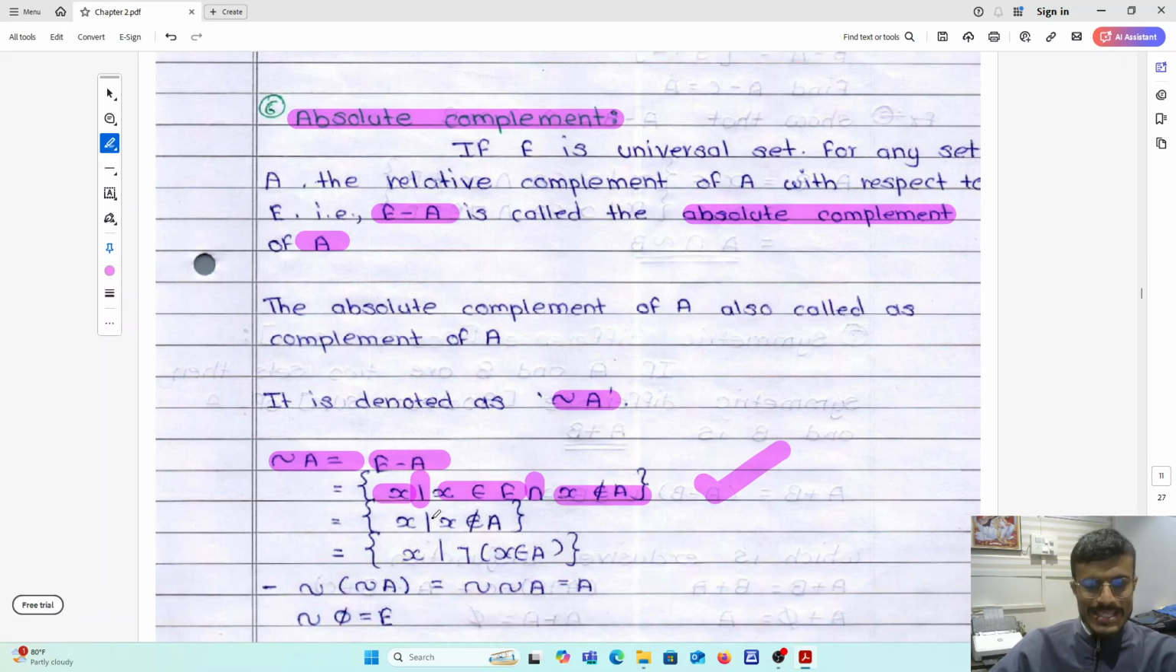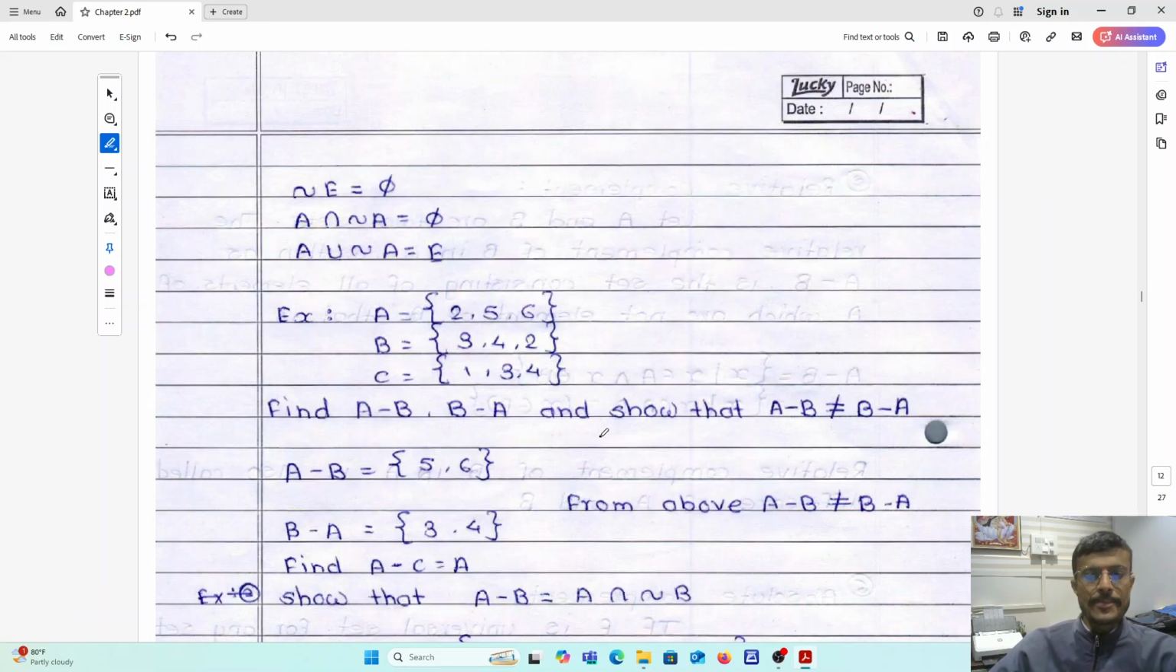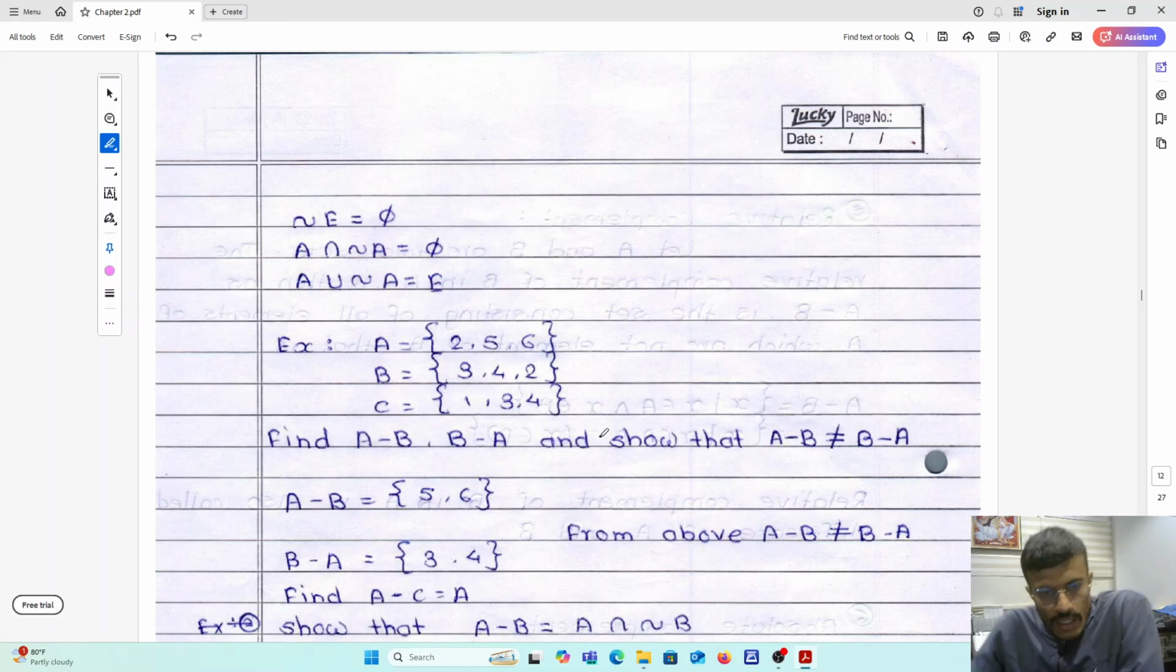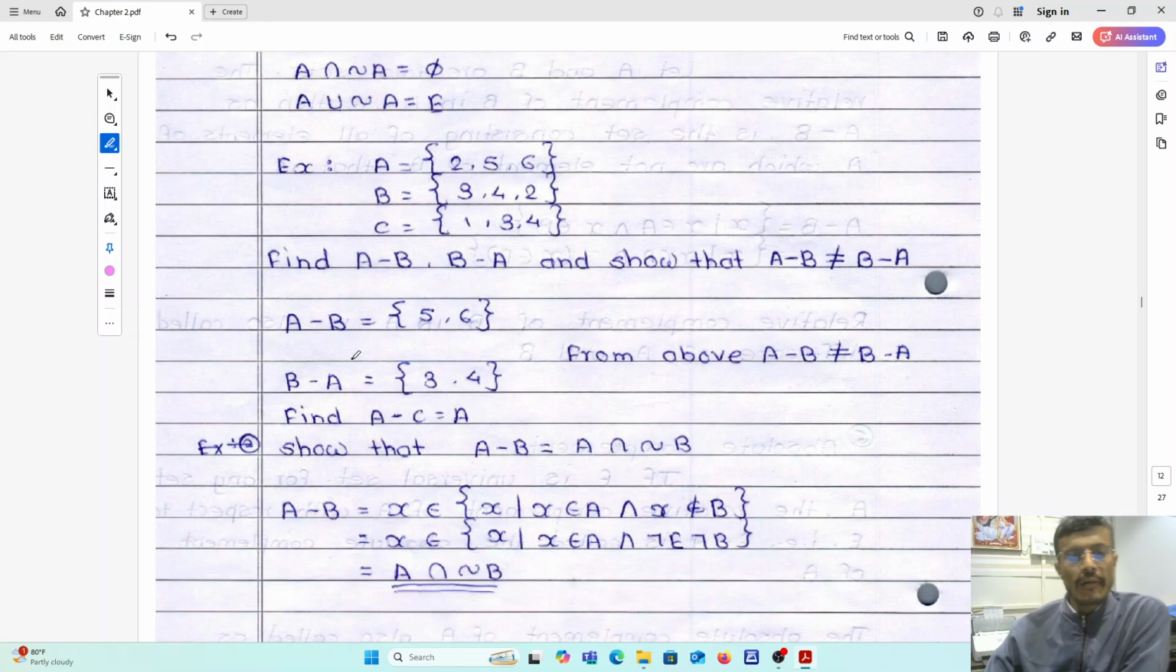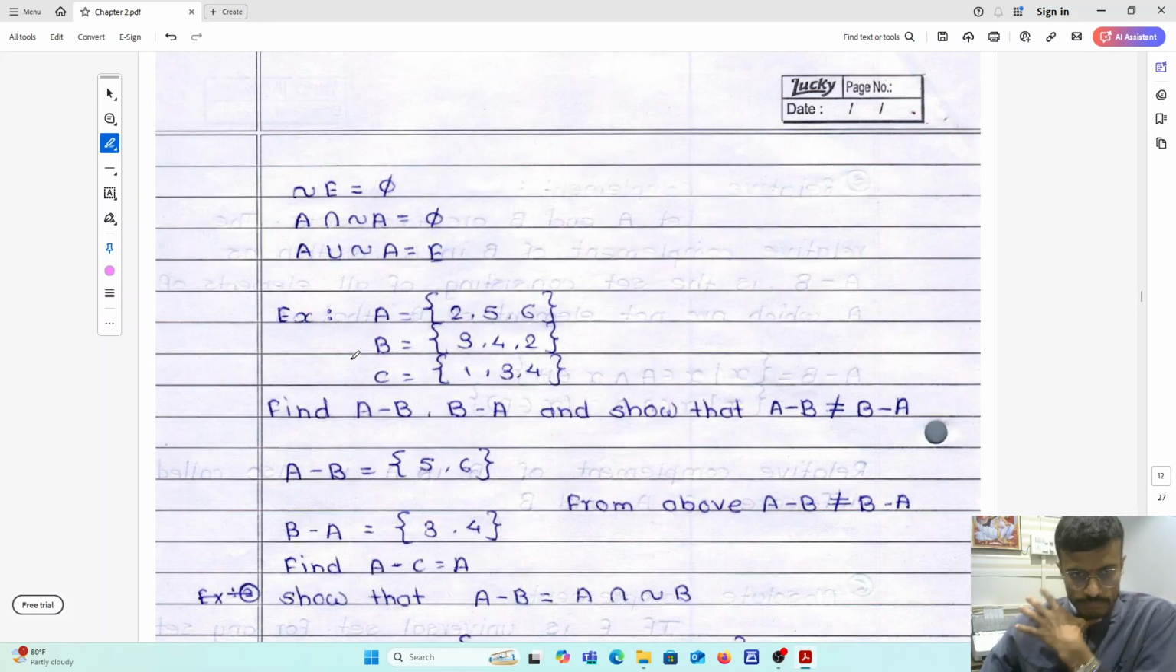Or you can mention here X such that X does not belong to A. That is another method. Or third one, X such that negation of X belongs to A. So these are some terminologies with respect to the absolute complement. Fine. So you can see here, negation of E is equal to phi, meaning negation of the universal set is the empty set. A intersection negation A is again equal to phi. A union negation A is the universal set.